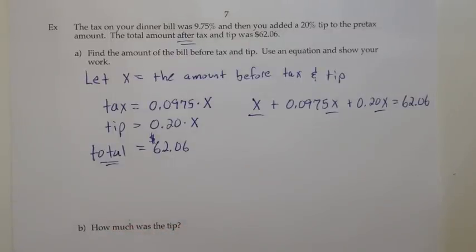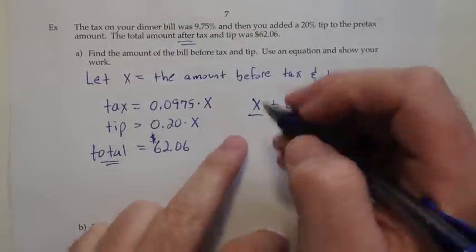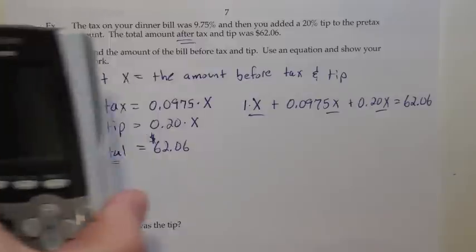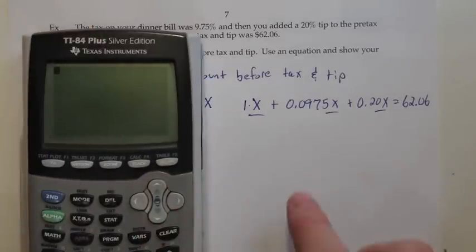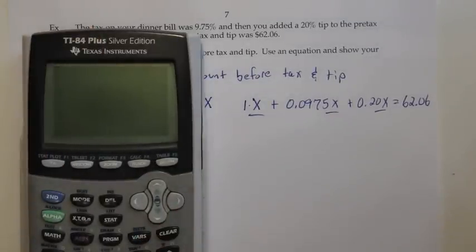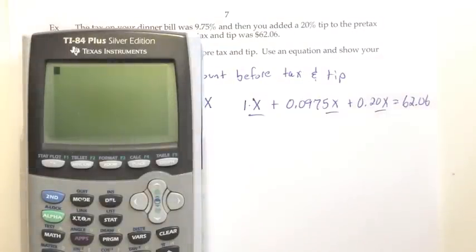When you combine like terms, you always add the coefficients. The coefficient when you don't see one is a 1. So I want to add the three of those together. So if this was 1x plus 8x plus 9x, I would just add those up, 1 plus 8 plus 9, and have 18x. The rule is the same if it's decimals.